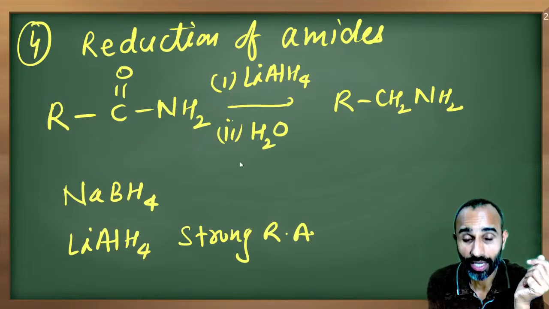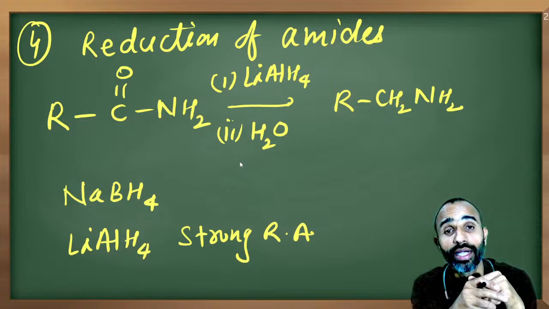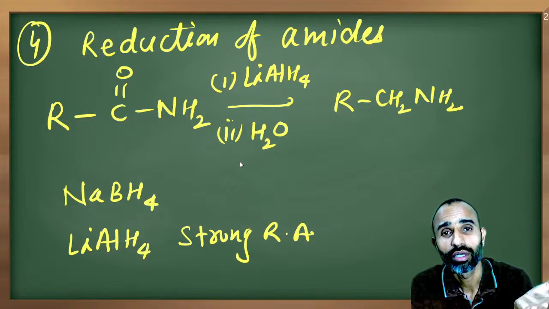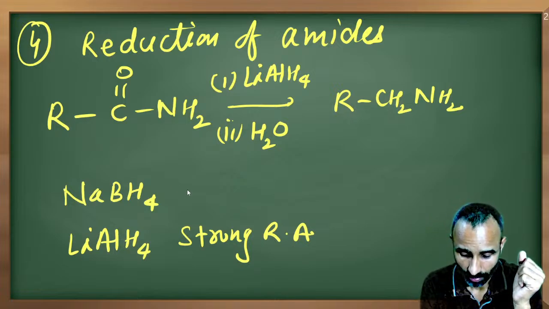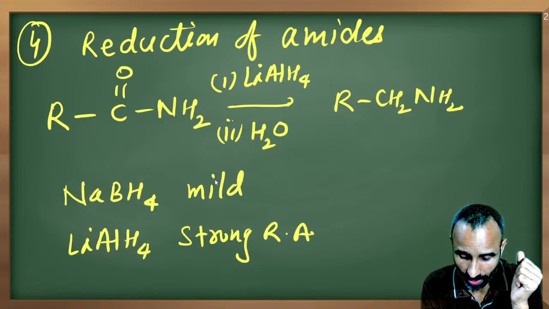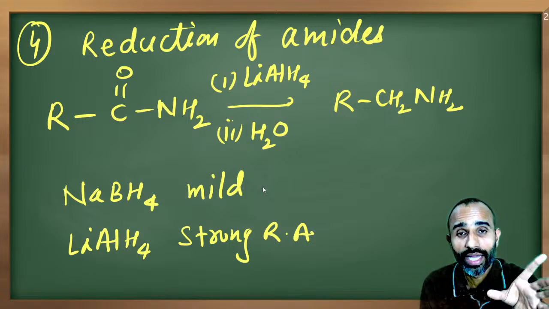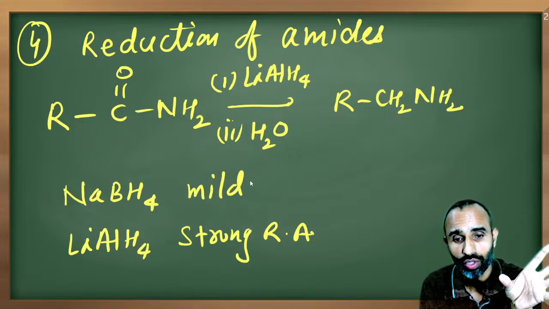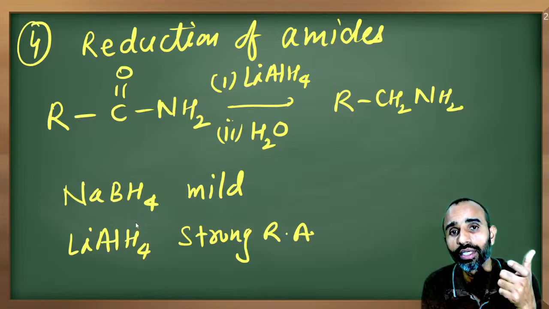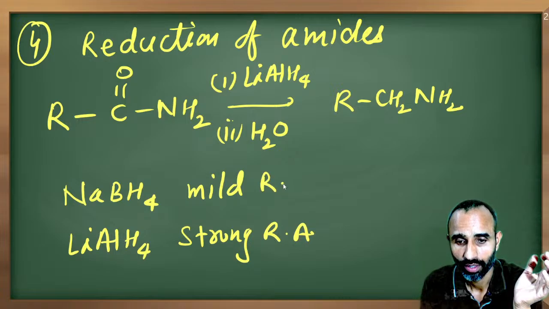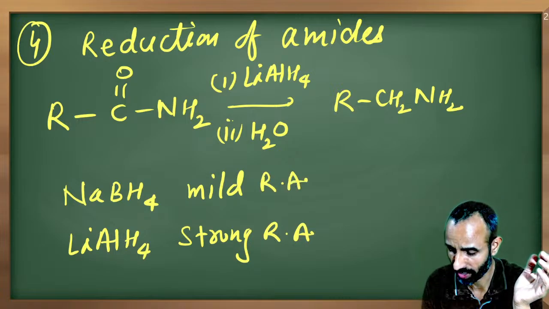For amide we are using lithium aluminum hydride, and to reduce esters and carboxylic acids we can use lithium aluminum hydride. But sodium borohydride we mainly use to reduce aldehydes and ketones. Why is it so?